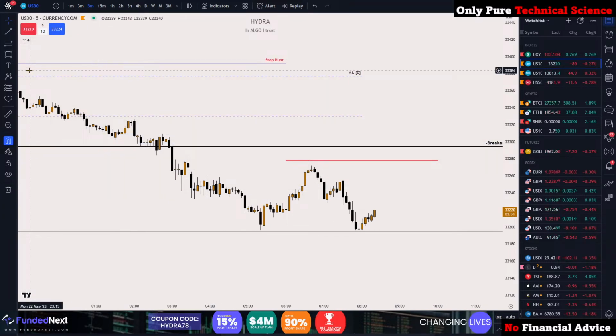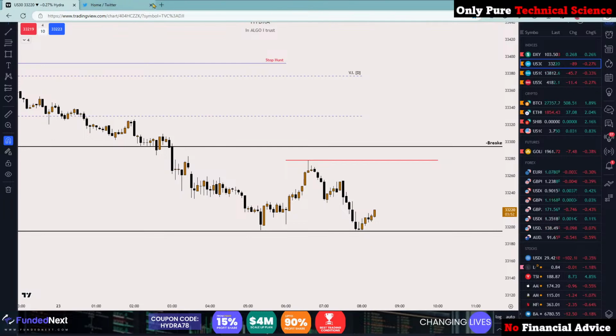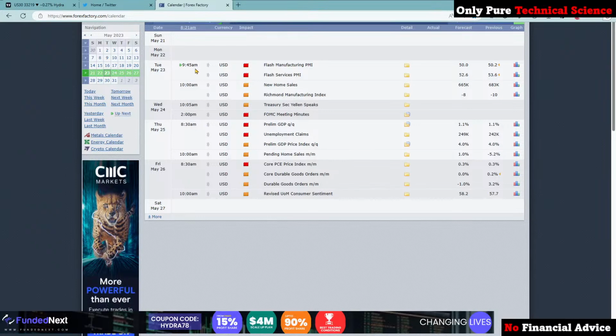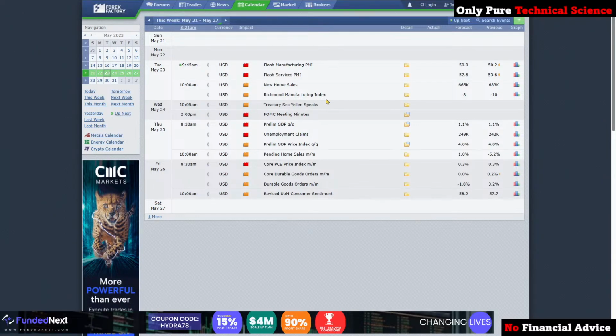Keep in mind that we have PMI at, let's look for the time, at 9:45. There are two news: flash manufacturing PMI, then flash service PMI. These two are high impact news but tradable. PMI is not like CPI or other news. It's high impact but it's tradable. So let's see if price presents us a setup at 9:20 to 9:30. We'll take it. If not, we'll wait for our 9:50 macro to start, which will be after the news.